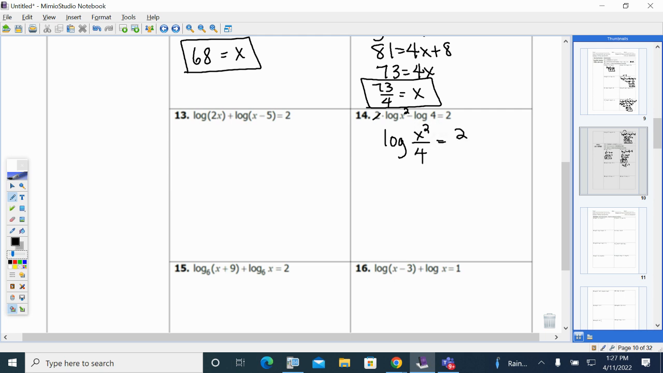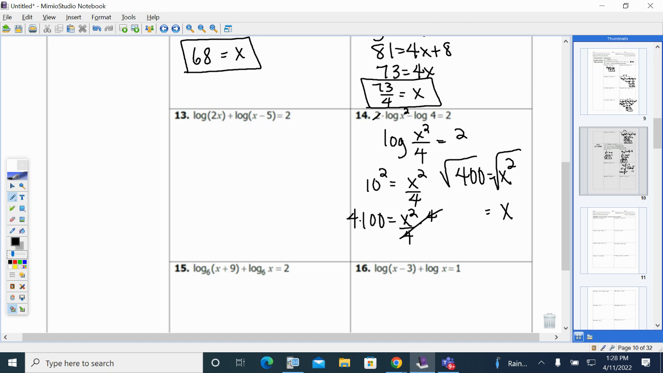And then we want to change this back to exponent form. So the base on this log, because there's not a base, is an understood 10. So 10 squared is equal to the x squared over 4. 10 squared is 100. Multiply both sides by the 4. And we get 400 is equal to x squared. And I would go ahead and square root both sides. You're going to get x equals a positive and a negative 20.